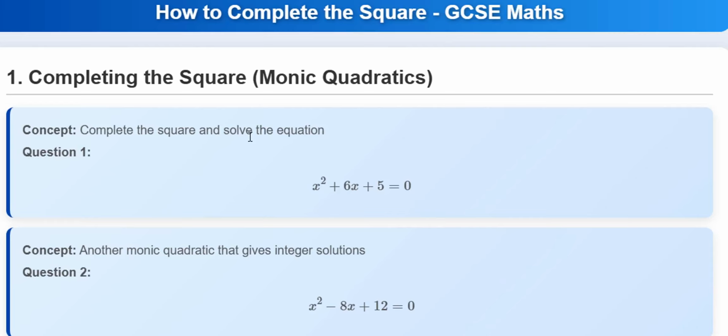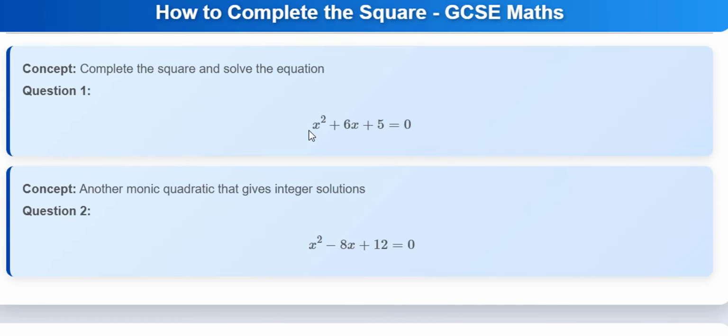Hello. In this lesson, we will learn how to complete the square, then use that method to solve these quadratic equations. At first, we can start with monic quadratics, and as we said, monic quadratics are ones in which the coefficient of x squared is 1.